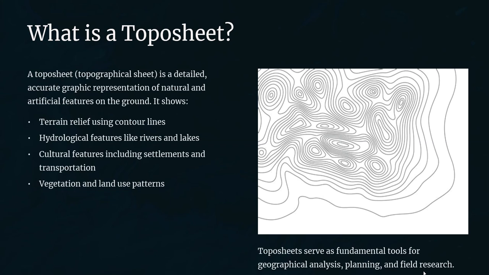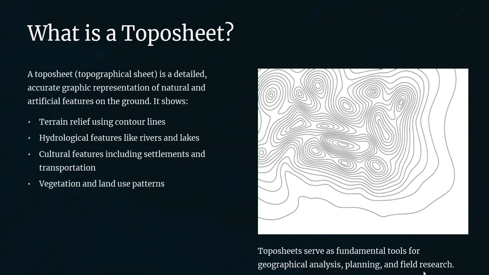So the terrain relief using the contour lines, those are the contour lines. The hydrological features like the rivers, lakes and ponds, those are the hydrological features. Cultural features including the settlements and the transport system, even the temples, mosques, churches, all those come under the cultural features.